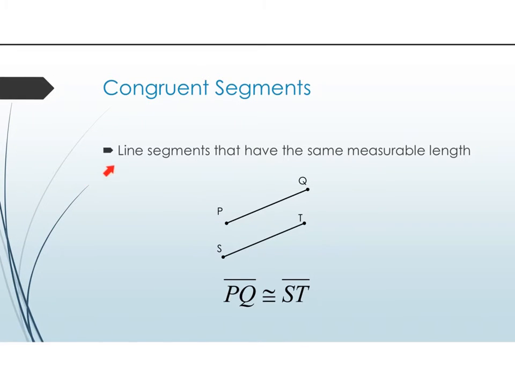So again, to drive that point home, congruent segments are line segments that have the same measurable length. Again, PQ, ST. PQ is congruent with ST. And this right here is the congruent statement saying that they are, in fact, the same length without you even having to measure them.